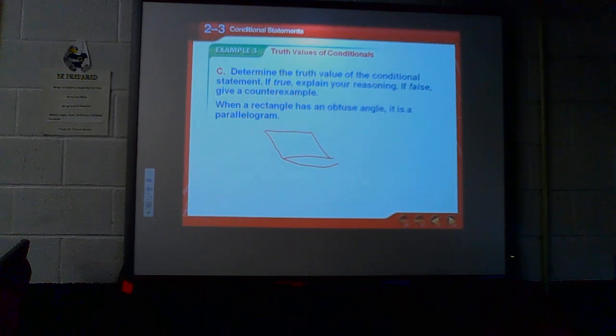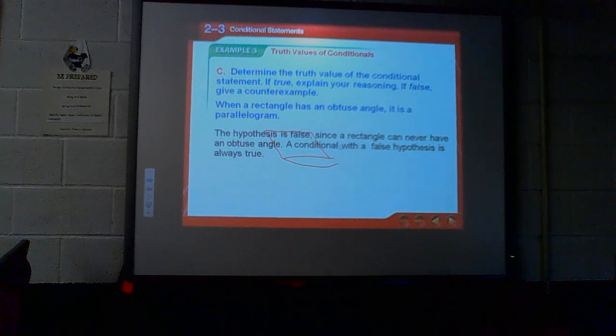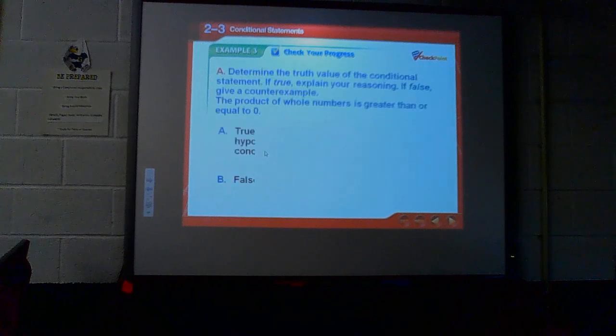Okay, so when a rectangle has an obtuse angle, is this considered a parallelogram? And so what do you think? If we go through there, the hypothesis is false, since a rectangle can never have an obtuse angle. So my conditional would be false. But this is that one that we said was a little weird, because the hypothesis is false, and as soon as that is false, we know that it's automatically true. And again, that's one of those weird ones. Okay? So that's one part of it.